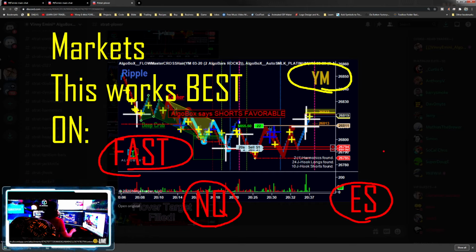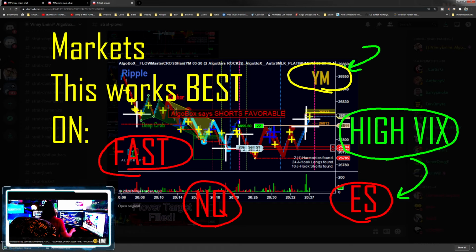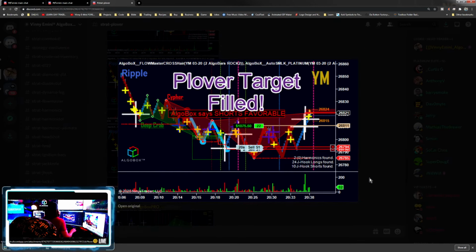However, another exception to that is what happens when we have a high VIX? In low VIX markets, this is going to be a little bit more difficult to find this setup. Here's what it looks like in motion.